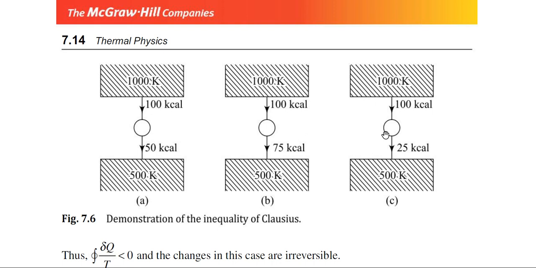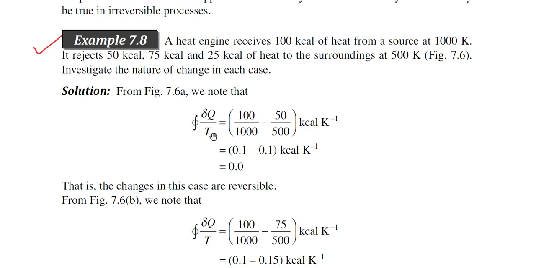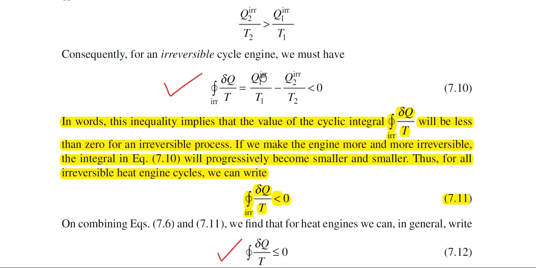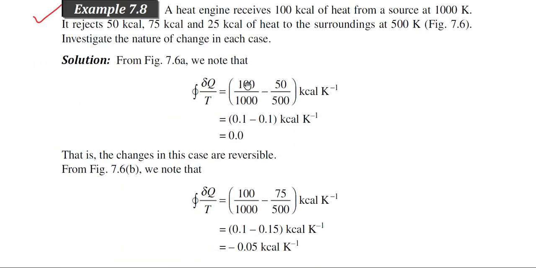For the other systems, the rejected heat is different and other things remain the same. In the first case the rejected heat is 50 kilocalorie, in the second case it is 75 kilocalorie, and in the third case it is 25 kilocalorie. Now we calculate the closed integration of delta Q by T. The formula is Q1 by T1 minus Q2 by T2, and we know all the values. You have to convert the temperature into Kelvin. So this is the value of the closed integration of delta Q by T.